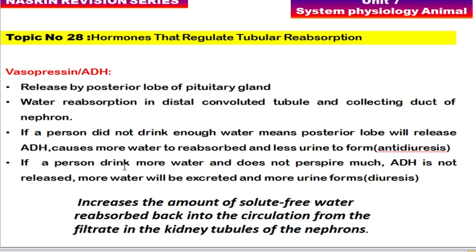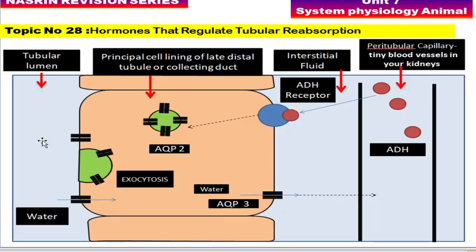Next, if the person drinks more water and does not perspire, then antidiuretic hormone will not be released. As a result, water reabsorption will not occur, more water will be excreted, and the person will form more urine. This is the process of diuresis. So vasopressin generally increases the amount of solute-free water reabsorbed back into the blood circulation from the filtrate in the kidney tubule of the nephron. Let me explain to you how the mechanism of vasopressin or ADH works.